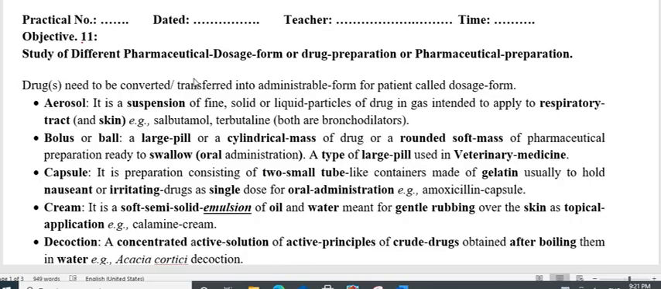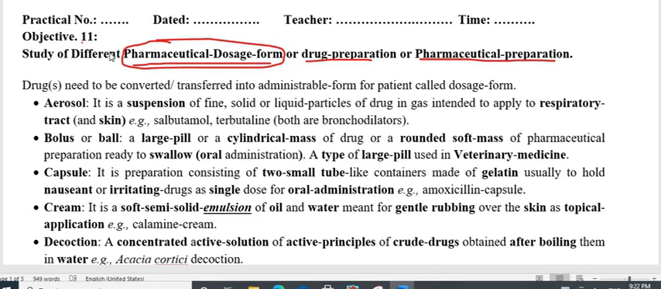So let us start the practical number 11, to study the different pharmaceutical dosage form or drug preparation or pharmaceutical preparation. So what is the meaning of pharmaceutical dosage form? That we are going to first see what is the meaning of this.